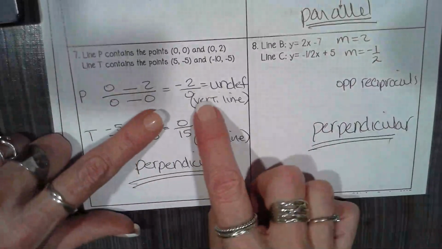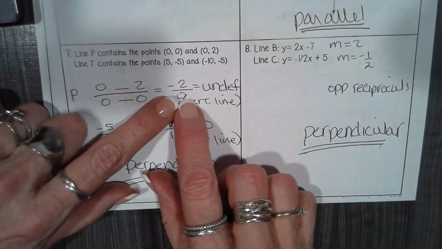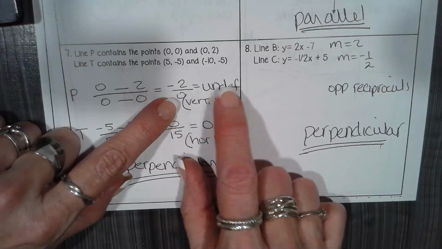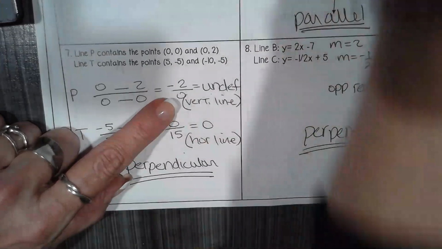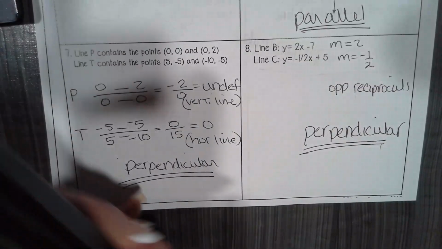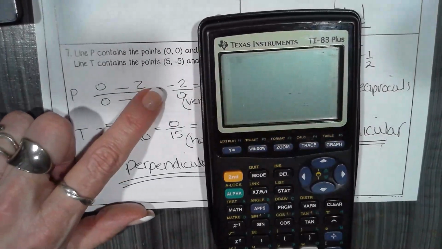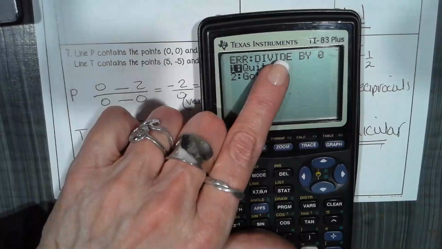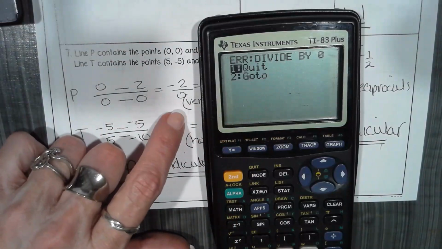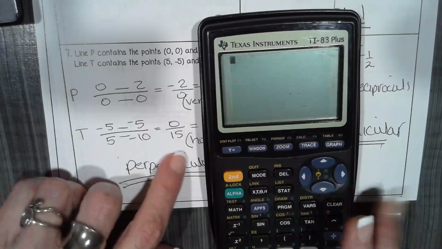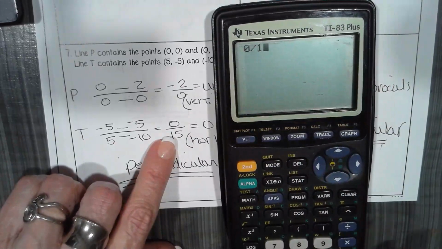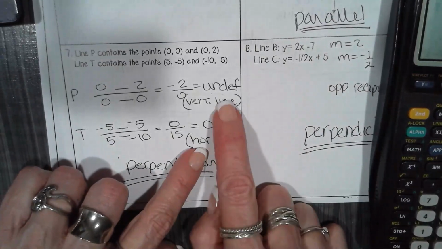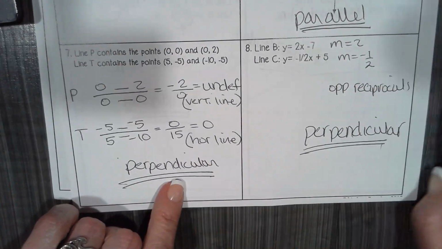Here, need to pay close attention, folks. You get a 0 on the bottom of this fraction. A 0 on the bottom is undefined. When you put that in a calculator, it's going to give you an error message. When you do -2 divided by 0, it says cannot divide by 0. So that's undefined. And then when 0 is on top, if you put that in the calculator, you get 0. So this is a horizontal line. Vertical lines and horizontal lines are perpendicular to each other.